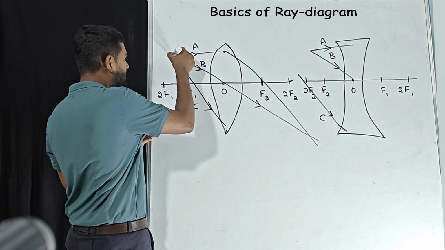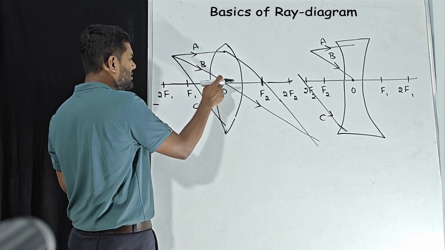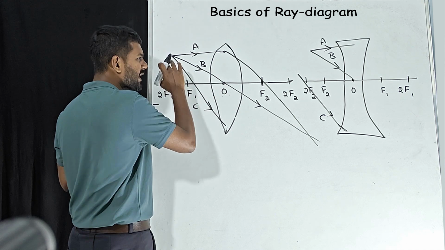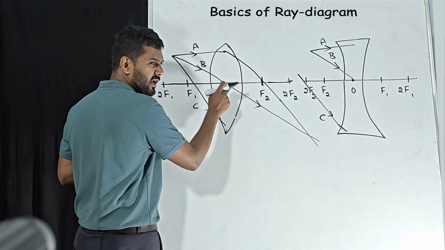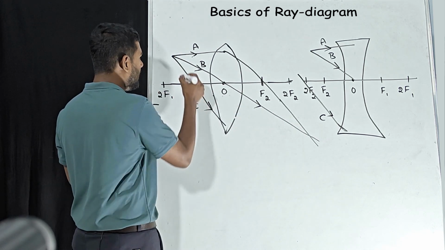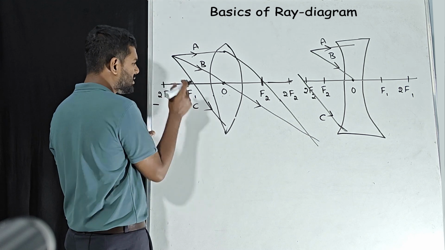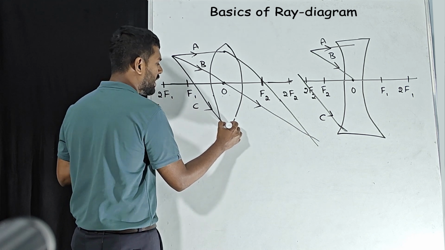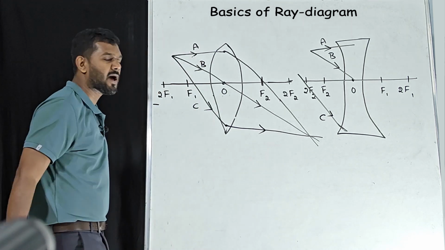Next, if a ray is passing through the optic center, it will not deviate; it passes straight through without any deviation. And any ray which is not parallel to the principal axis becomes parallel after the refraction.